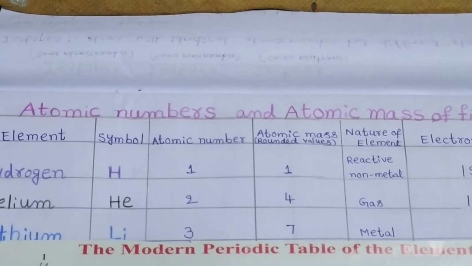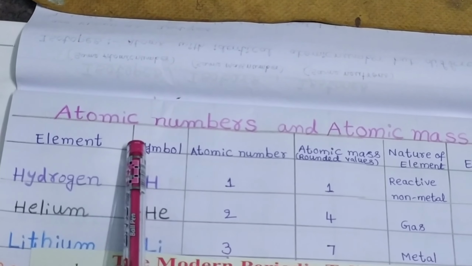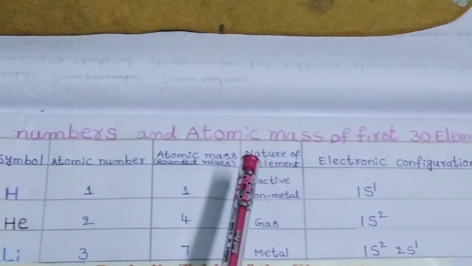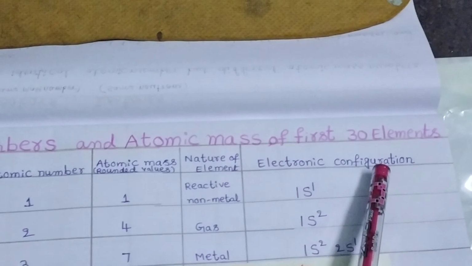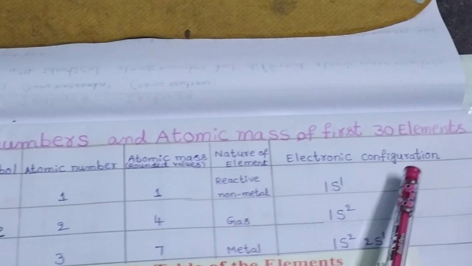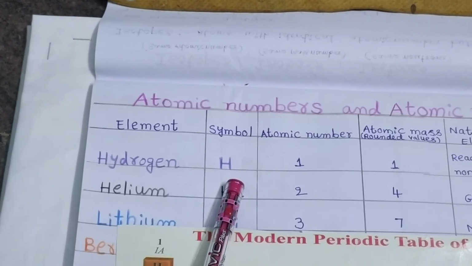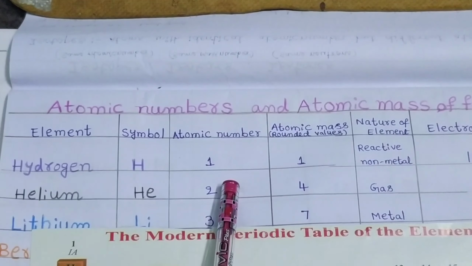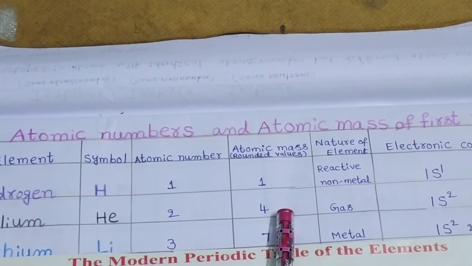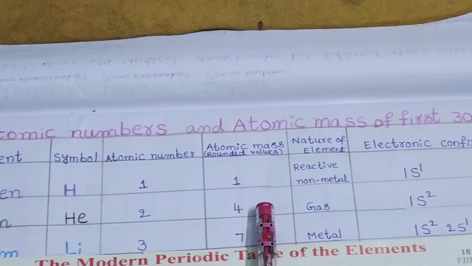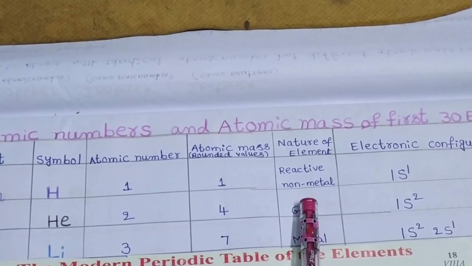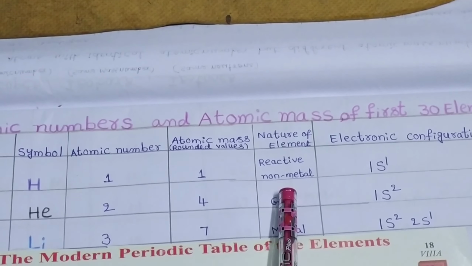Hi students, today we discuss a new concept: atomic numbers and atomic mass of the first 30 elements and their electronic configuration. First, hydrogen, symbol H. Atomic number is 1, atomic mass is also 1. The nature of the hydrogen element is non-metal.